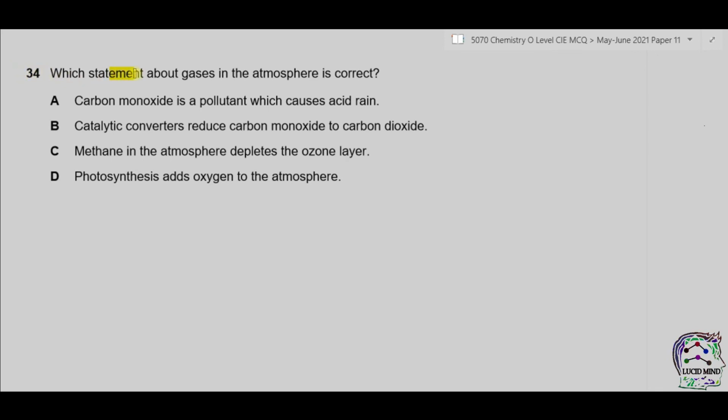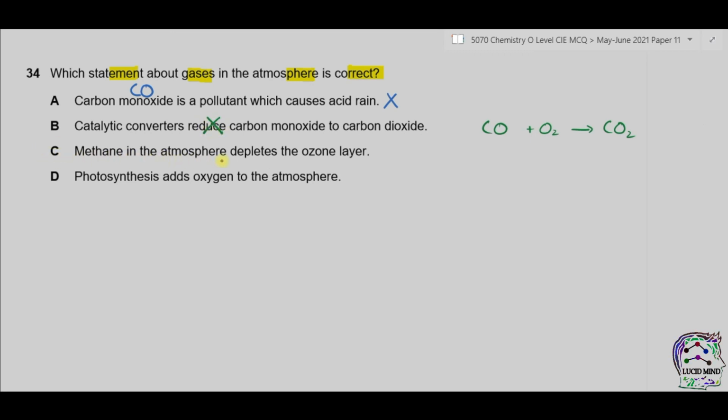Question 34. Which statement about gases in the atmosphere is correct? Part A. Carbon monoxide, which is CO, is a pollutant which causes acid rain. This is incorrect because carbon monoxide does not dissolve in water. Part B. Catalytic converters reduce carbon monoxide to carbon dioxide. Now, carbon monoxide can be converted into carbon dioxide in catalytic converter. This is oxidation, it is not reduction.